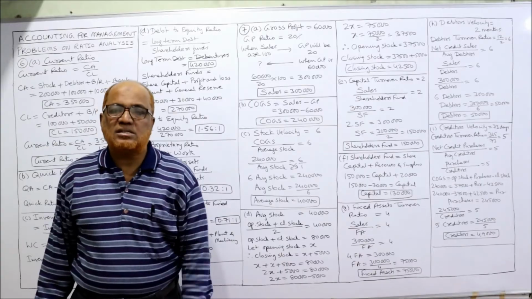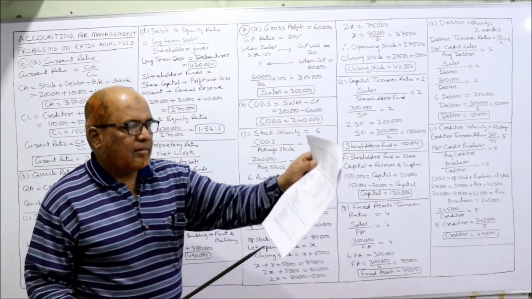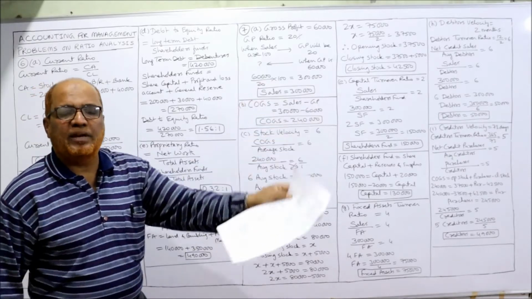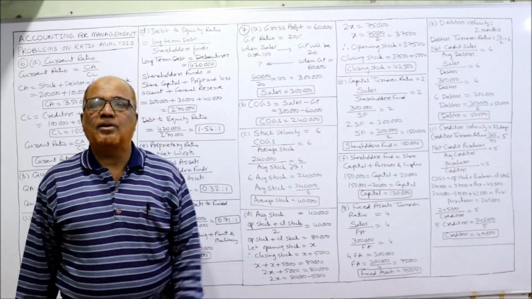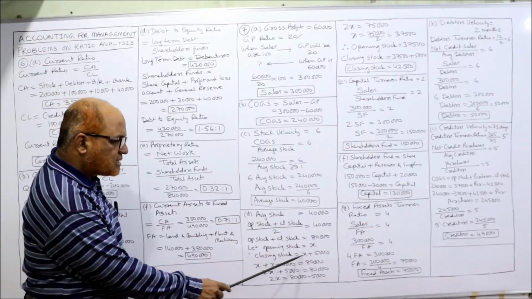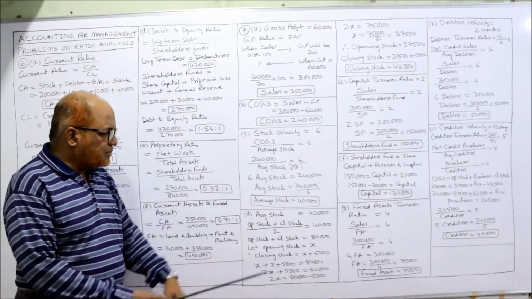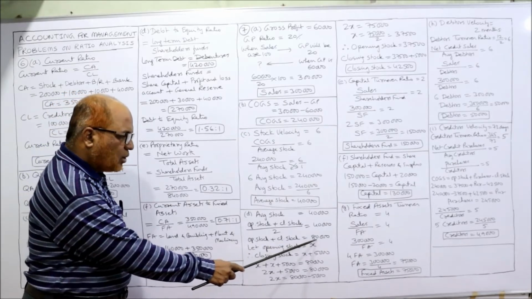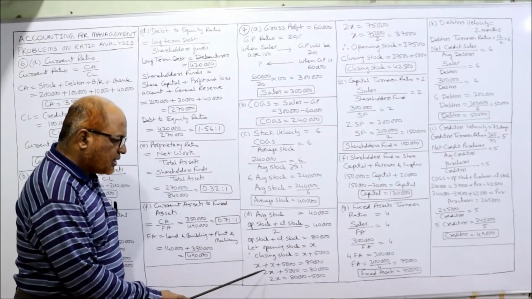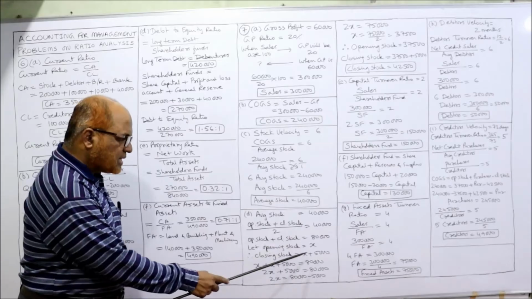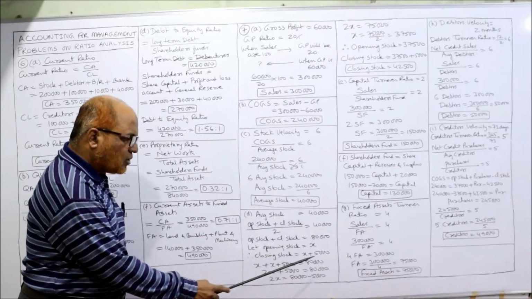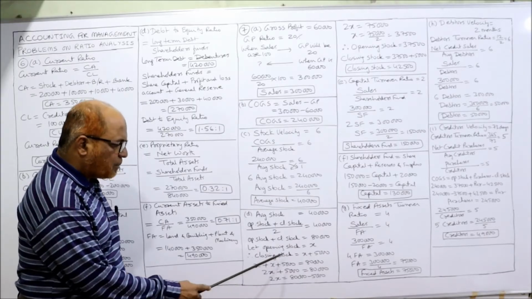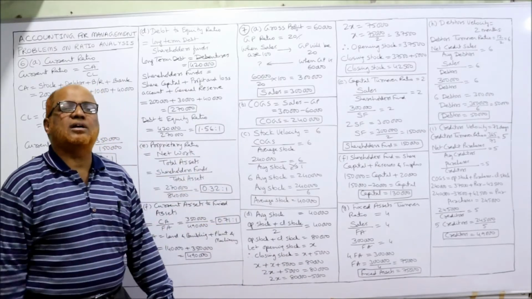It is given in the last line of the problem that closing stock was 5,000 rupees in excess of opening stock, more than opening stock. So closing stock will be X plus 5,000. Now I am substituting in this formula. Opening stock plus closing stock is equal to 80,000. So opening stock is X, closing stock is X plus 5,000, is equal to 80,000.